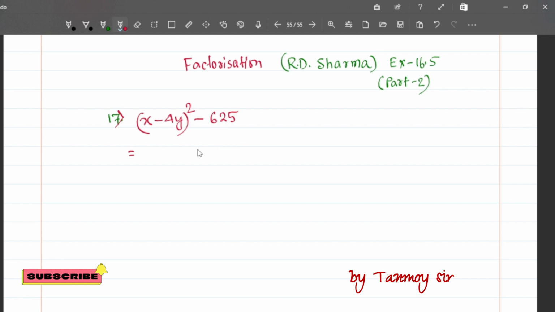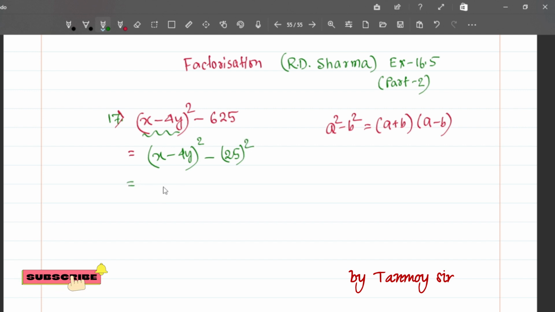Now this is sum number 17. Here we will apply the a square minus b square formula, a plus b multiplied by a minus b. So now this is your a and 25 as a b. So expand with the identities and get your answer.